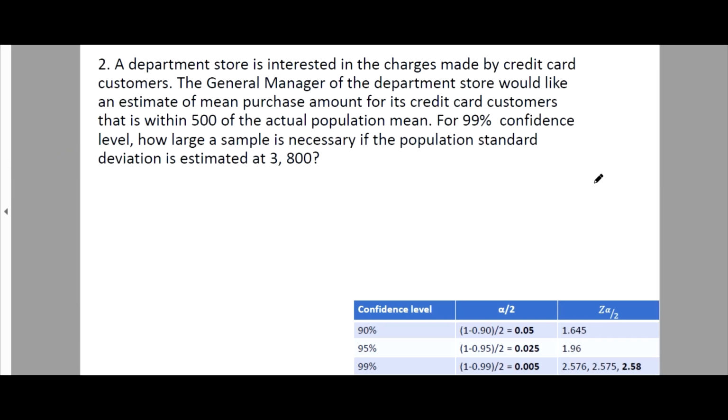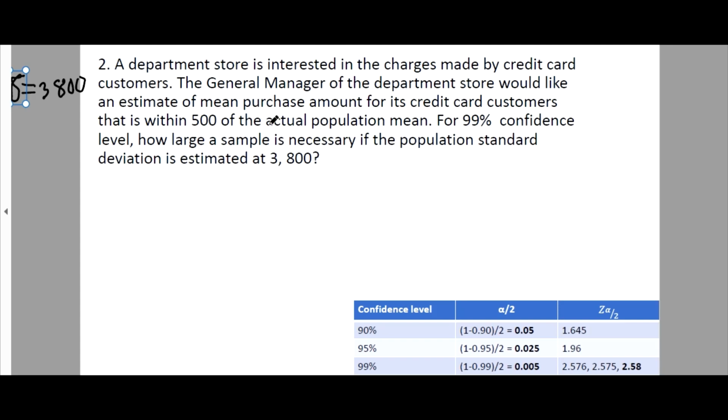Next, a department store is interested in the charges made by credit card customers. The GM or general manager of the department store would like an estimate of the mean purchase amount for its credit card customers that is within 500 of the actual population mean. For a 99% confidence level, how large a sample is necessary if the population standard deviation is estimated at 3,800? So we're given the population standard deviation of 3,800.